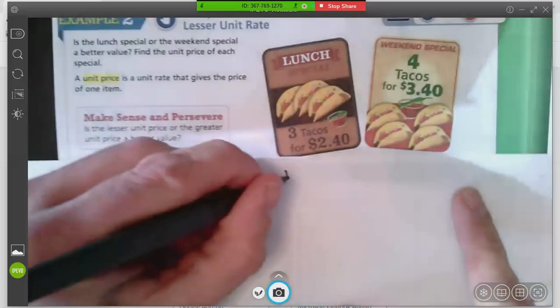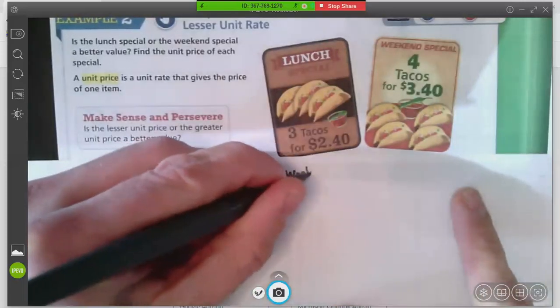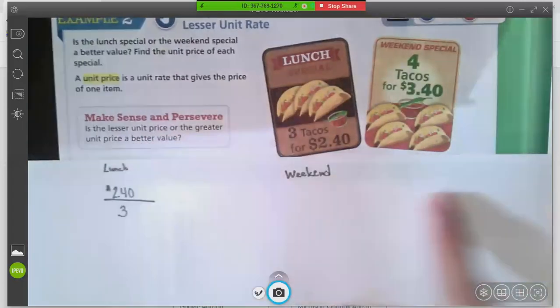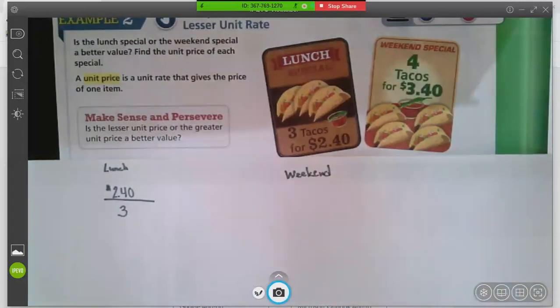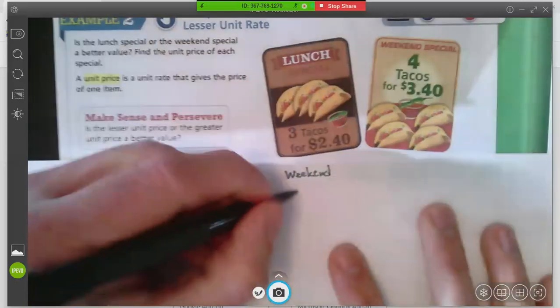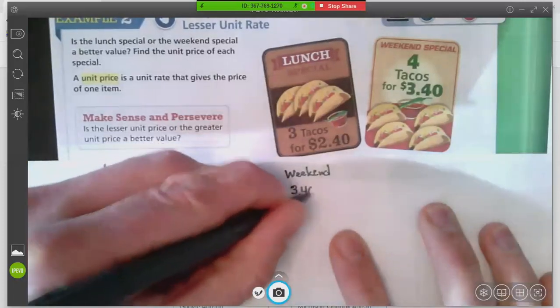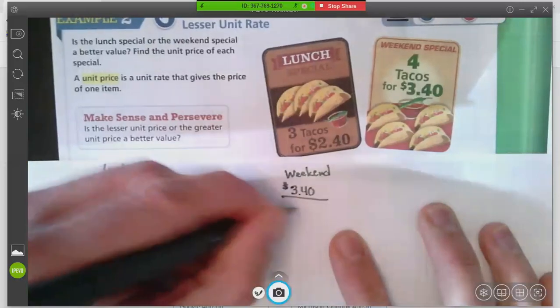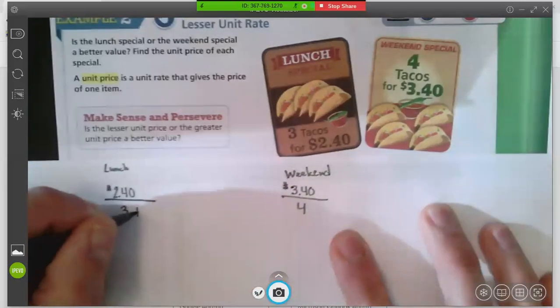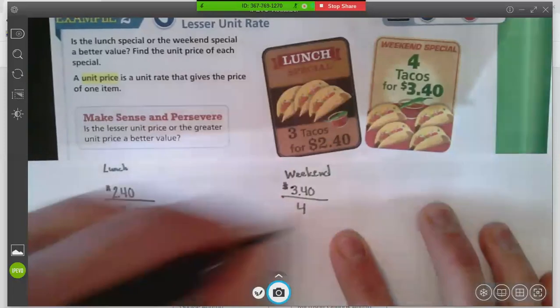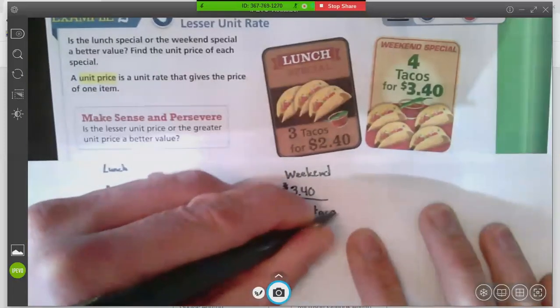Now we're going to go here to the weekend special. What am I going to write down here for the weekend special? Somebody else besides Peyton. Peyton, you're doing a great job. Let's have somebody else give us a chance. What do you think it is? You do 4 on the bottom and $3.40 on the top. $3.40 on the top and 4 on the bottom. So this is tacos, and this is tacos.